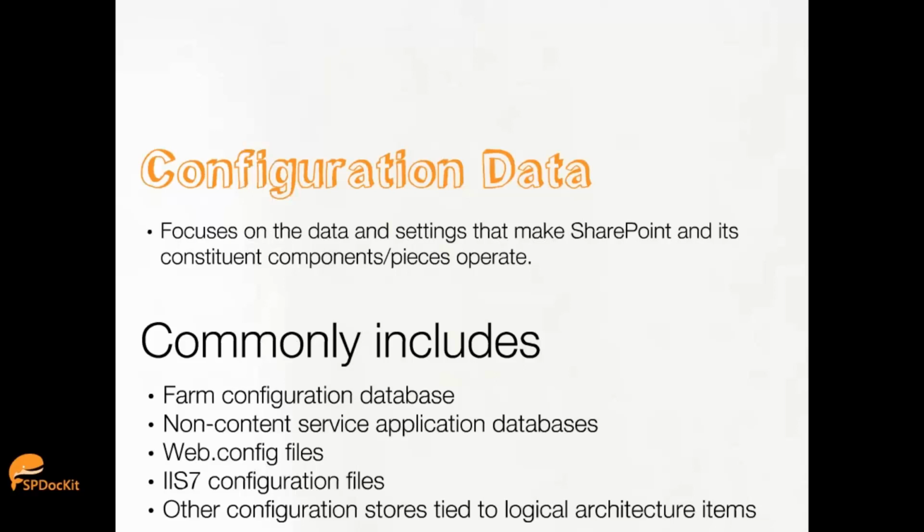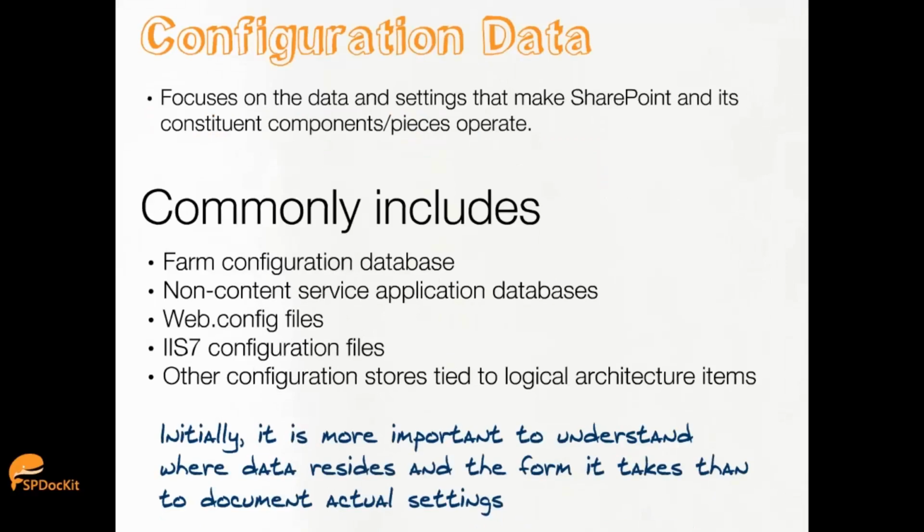like that. You may be looking at this configuration data and thinking, well, what about alternate access mappings? What about SMTP gateway settings and things like that? I'm focusing specifically on things like files and databases here, because these are things that I can protect. Initially, it's more important to understand where data resides and the form it takes, than to actually document all those settings. Because if I can identify a set of databases and files where all of my configuration data resides, I can target that for some form of automated backup.